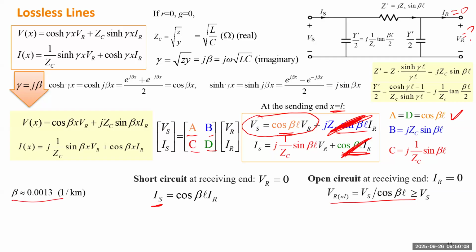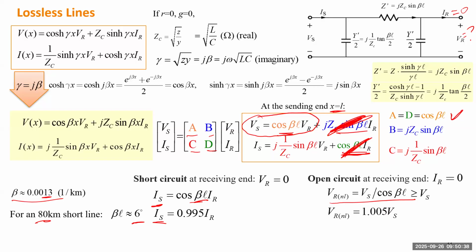Let's just take this value, beta equals 0.0013. Okay, let's first consider the 80 kilometer short line, which is the boundary between the short line and medium line. So 80 multiplied by this value gives you the radian. Then you convert to degrees. So that is 6 degrees. The beta L is equal to 6 degrees. If you calculate the cosine of 6 degrees, that's very close to 1.